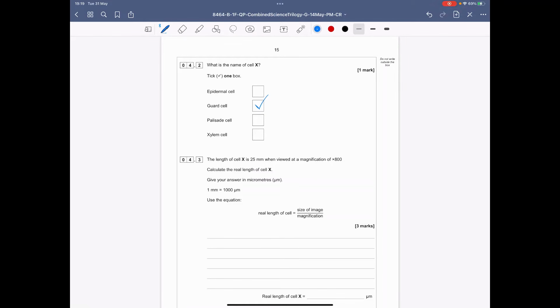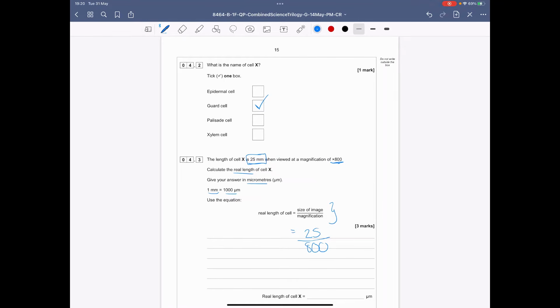Question 4.3. The length of a cell is 25 millimeters when viewed at a magnification of ×800. Calculate the real length of the cell, give your answer in micrometers. 1 millimeter is 1,000 micrometers, and they've kindly given us the equation. The real length is size of the image divided by magnification. So we can substitute in our values. The length of a cell, so the size of the image, is 25, divided by the magnification, which is 800.